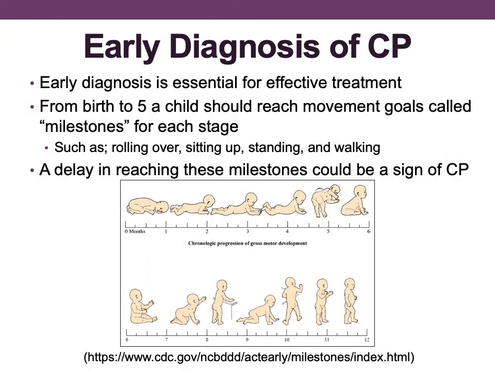Early diagnosis of CP can be a bit difficult, but it is essential for effective treatment. From birth to 5, a child should reach certain movement goals called milestones for each stage, such as rolling over, sitting up, standing, walking, etc. A delay in reaching these milestones could be a sign of cerebral palsy. On this slide here, I have the link to the CDC, where they have a list of milestones for each stage in each child's life, so that you can compare it with your patient's child if you are suspecting cerebral palsy.